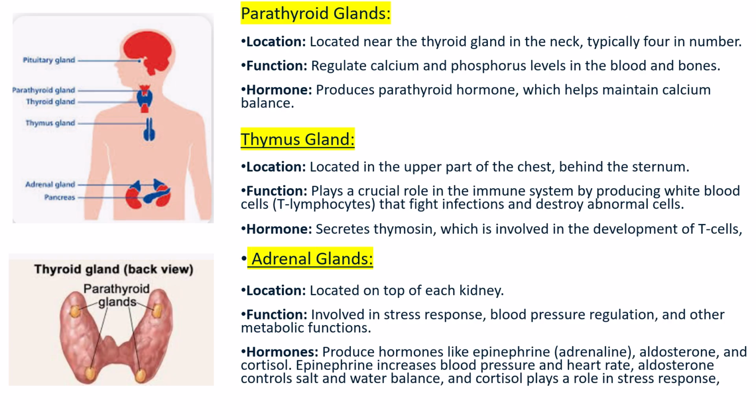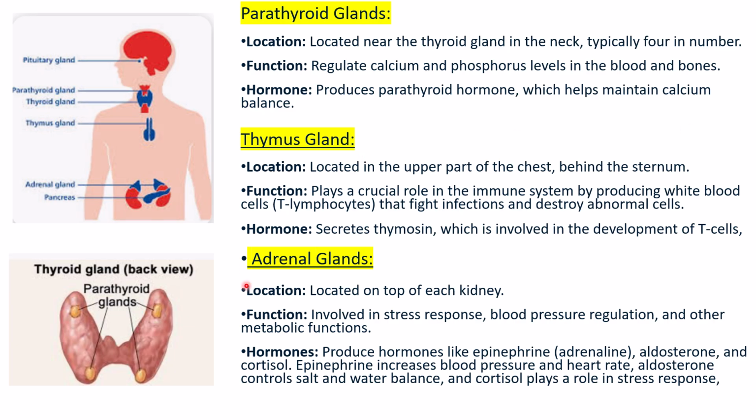Besides the thyroid gland, there are some other glands which we are going to cover in this 60,000 series. One is the parathyroid gland. The location of the parathyroid gland is near the thyroid gland in the neck. Typically, there are four in number, and if you see this diagram, you will understand. At the back side of the thyroid, you will see these four glands. The function is to regulate the calcium and phosphorus levels in the blood and the bones. The hormone produced by the parathyroid gland is the parathyroid hormone. It helps to maintain the calcium balance.